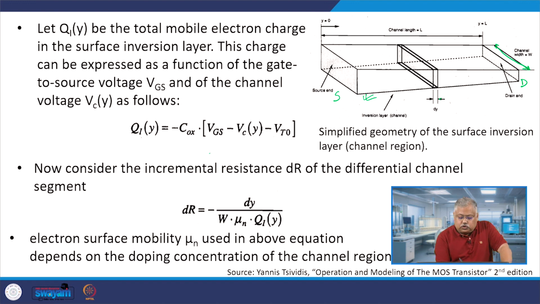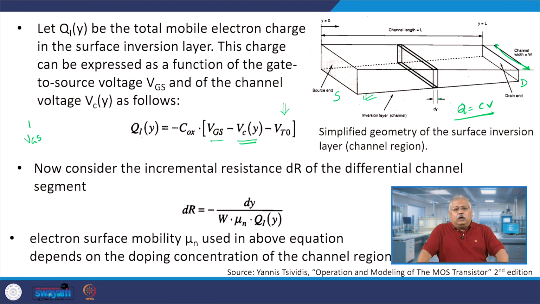So if you apply a gate to source voltage Vgs, then out of Vgs, Vt0, the threshold voltage, will actually go to form the inversion layer, and therefore you need to subtract Vt0 from Vgs. This Vgs minus Vt0 is also referred to as the effective gate voltage, and in much of the literature you will see this as Vgs prime. If you subtract the channel potential from that, you get the exact value of the potential at that particular point. Now you know that Q equals C into V. C is Cox, the oxide capacitance, which you need to multiply with the voltage available at that particular point y.